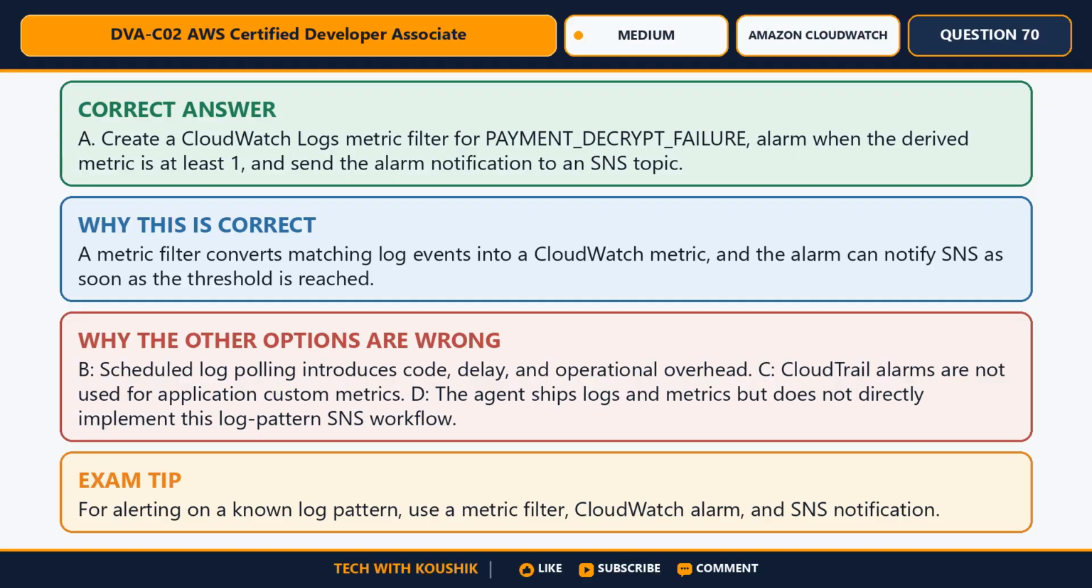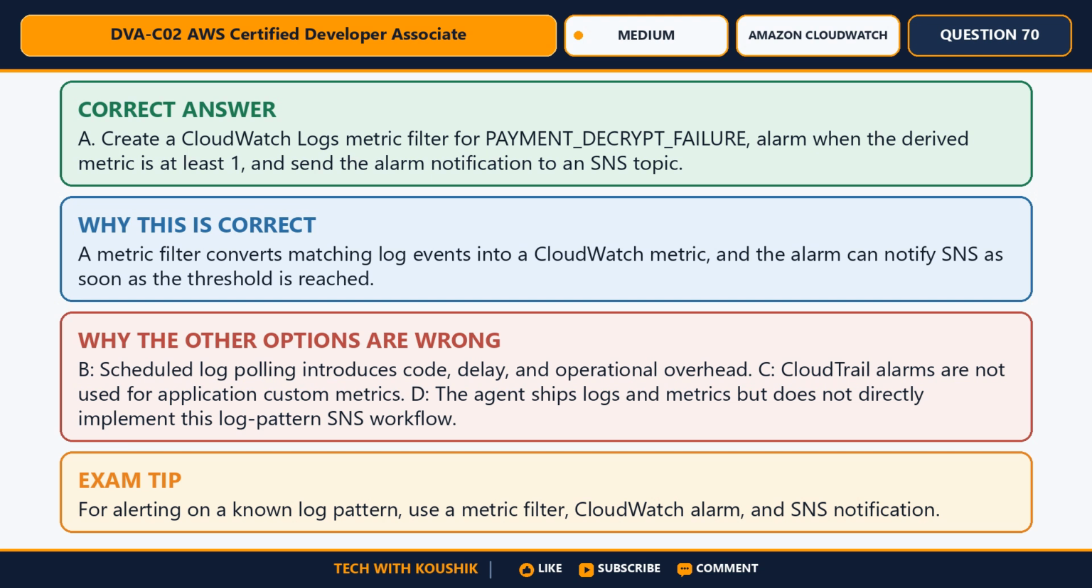The correct answer is A. Create a CloudWatch Logs metric filter for payment_decrypt_failure, alarm when the derived metric is at least 1, and send the alarm notification to an SNS topic. Here is why. A metric filter converts matching log events into a CloudWatch metric, and the alarm can notify SNS as soon as the threshold is reached.